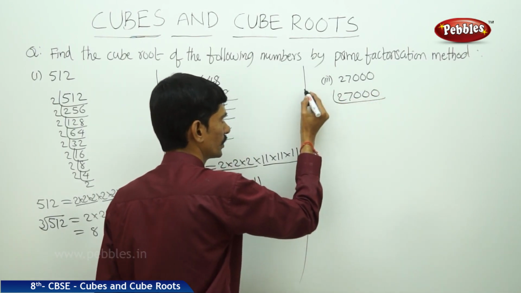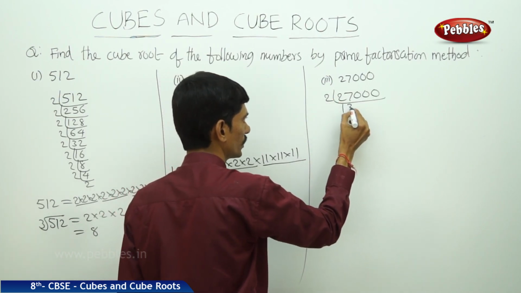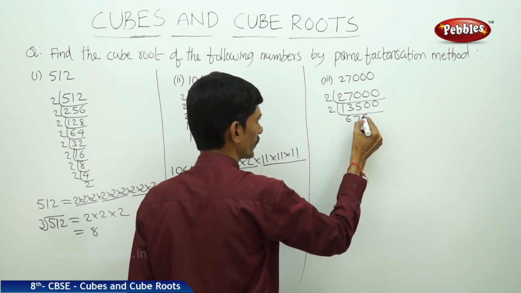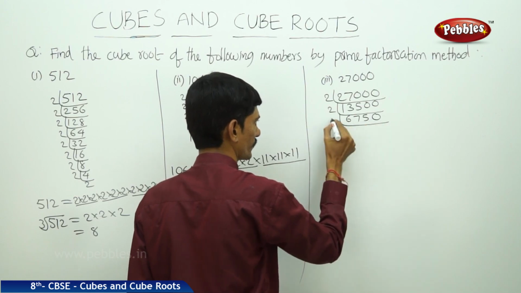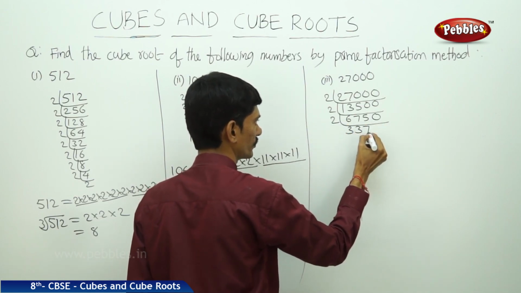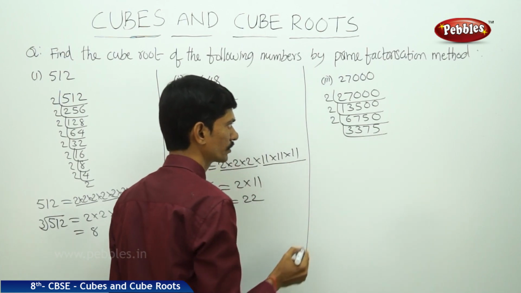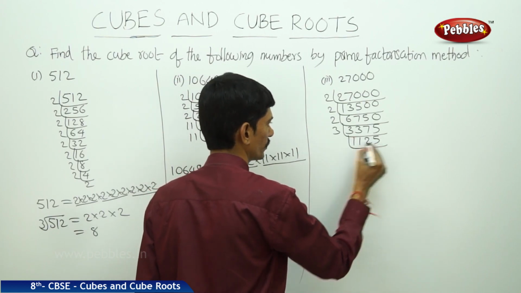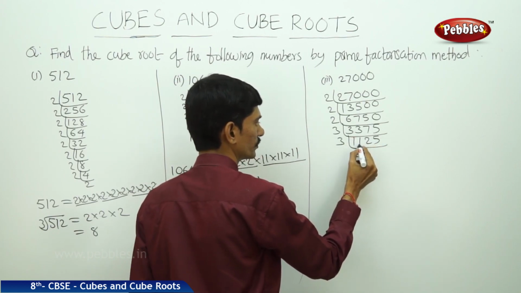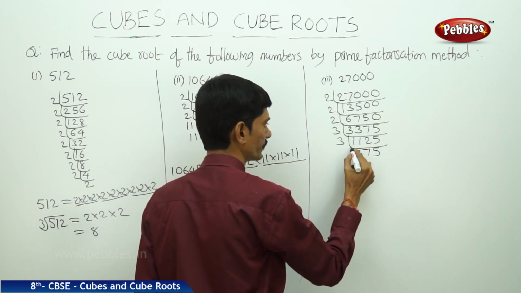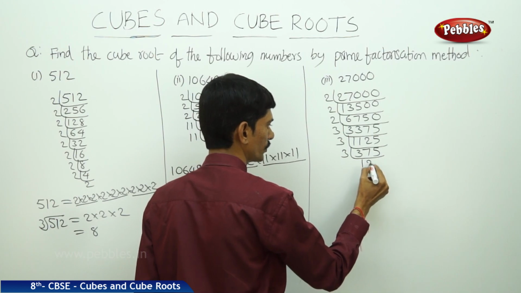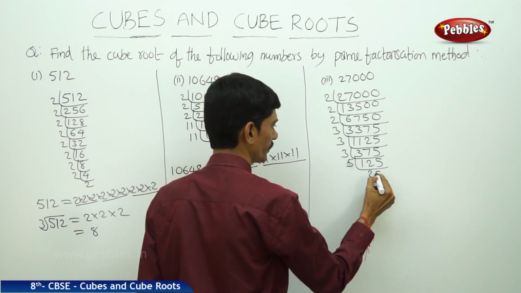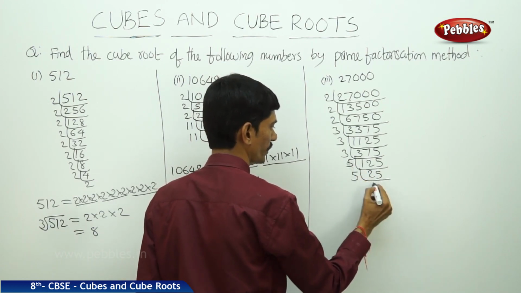Next, 27,000. So we can take the 2 table, 2 1s are 2, 2 3s are 6, 2 5s are 10, 0 0. 2 6s are 12, 2 7s are 14, 2 5s are 10, 0. And 2 3s are 6, 2 7s are 14, 2 5s are 10. Now you can take the 3 table, 3 1s are 3, 3 2s are 6, 3 5s are 15. Again the 3 table, 3 3s are 9, 3 7s are 21, 3 5s are 15. 3 1s are 3, 3 2s are 6, 3 5s are 15. Now we can take the 5 table. So 5 25s are 125 and 5 5s are 25.